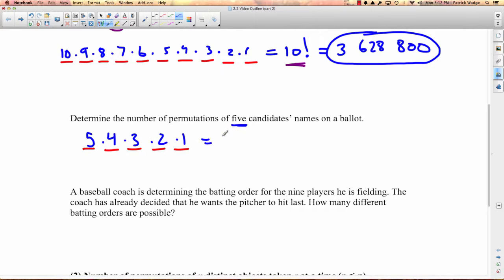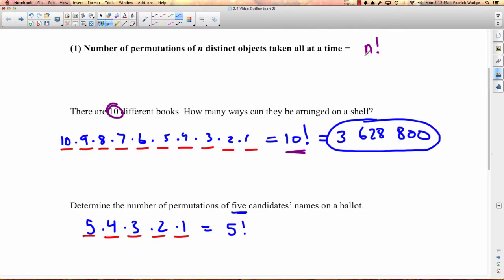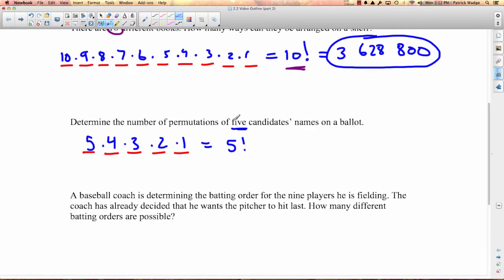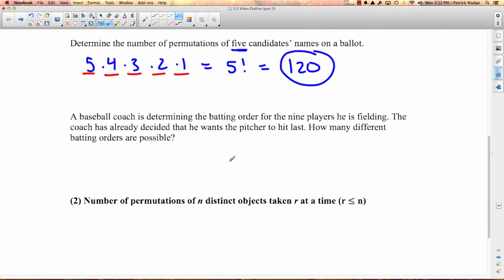Or the other way you could do it is you know that 5 times 4 times 3 times 2 times 1 means 5 factorial. And that's what the formula told us up here. If you're trying to get the number of permutations of n distinct objects taken all at a time, it's n factorial. In this case, n is 5. So 5 factorial equals 120.